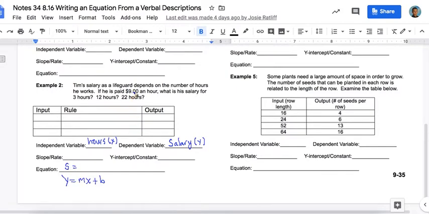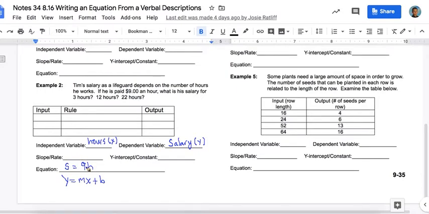And now we have $9 an hour. So we're going to take 9 times the number of hours. So we're going to say 9h. And that's it. We don't have anything else to add or subtract from that. So our equation is done.